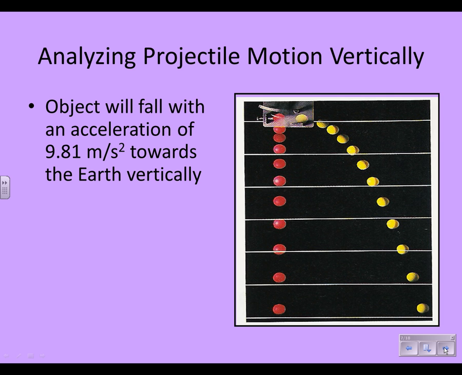All right. The object is going to fall with an acceleration of 9.81 meters per second squared towards the Earth vertically. That's not going to change, regardless of whether we give it an initial velocity horizontally or not. If we had just dropped both of these objects straight down, we know this is true. Gravity affects all objects at the same rate, as long as air resistance can be neglected.